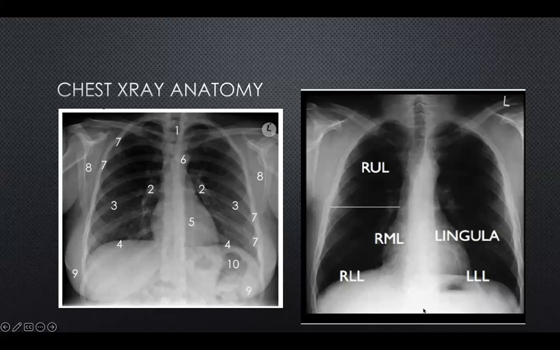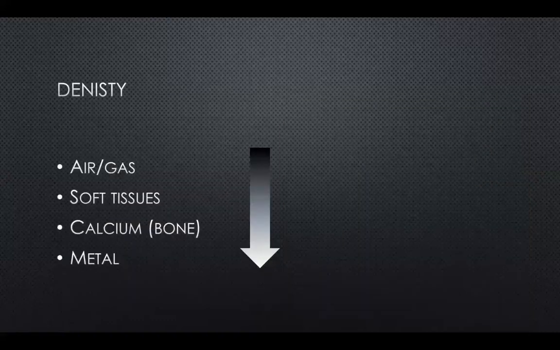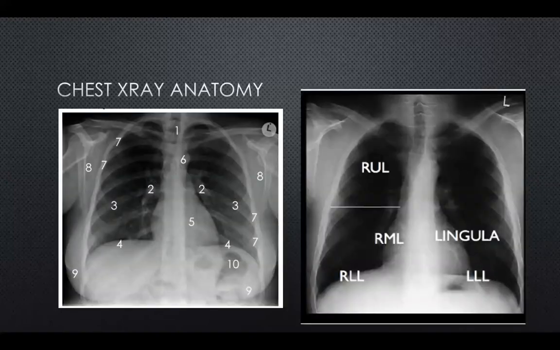And then these are the areas of the lungs that you split into, corresponding to the different zones in the lungs.